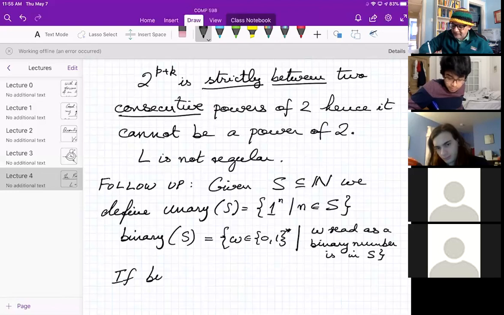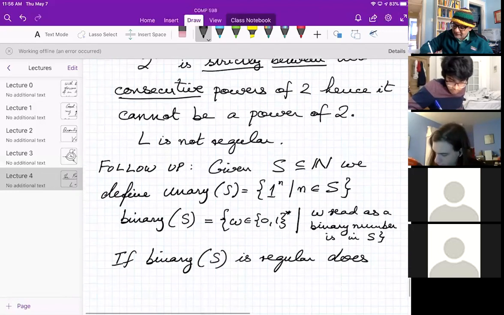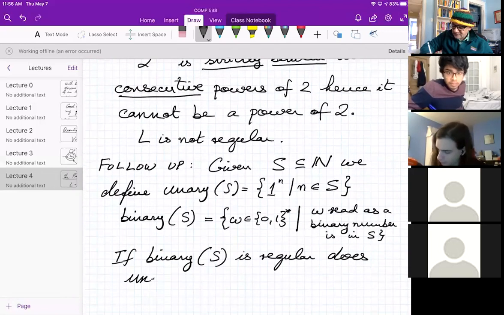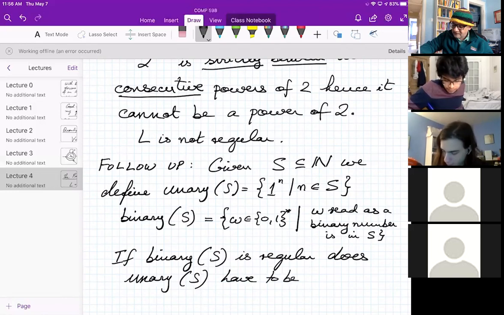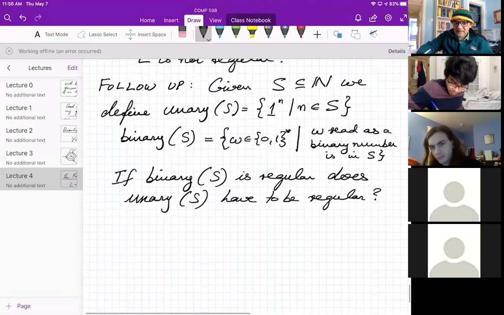If binary S is regular, does unary S have to be regular? Any thoughts?